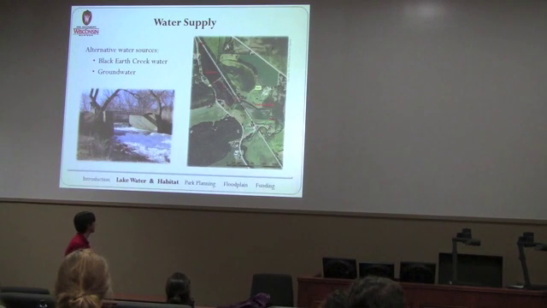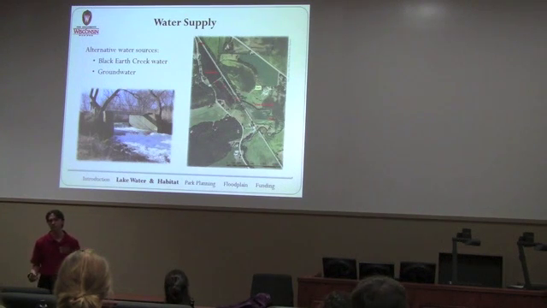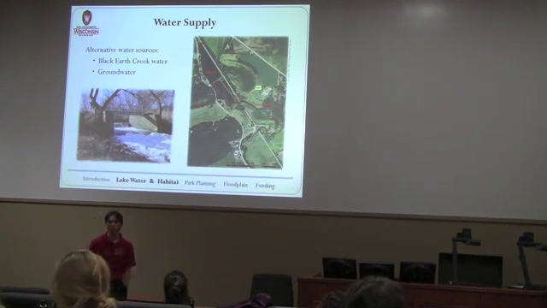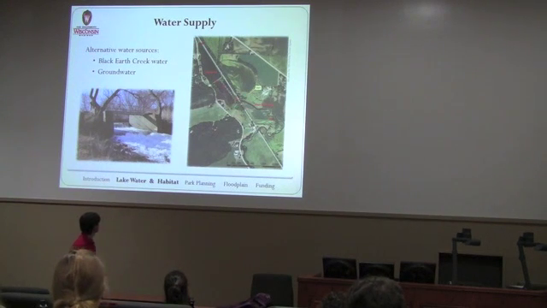And Jewel identified a couple potential sources of water, and we wanted to explore these and see how viable they might be for the village. And the two ideas were to continue using Black Earth Creek water, not using a dam, but using some other diversion process, or using groundwater.